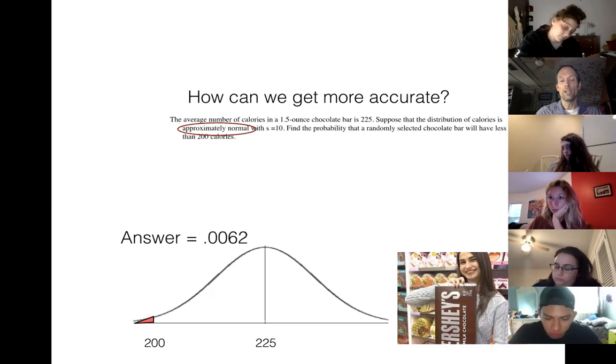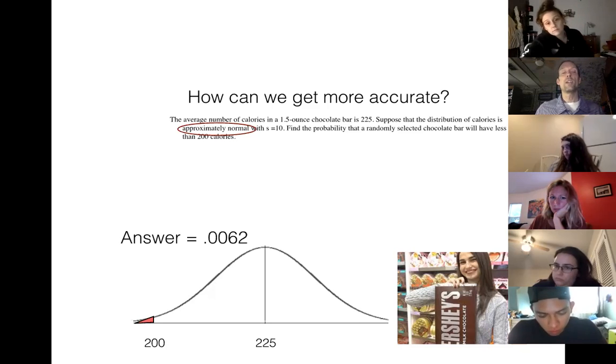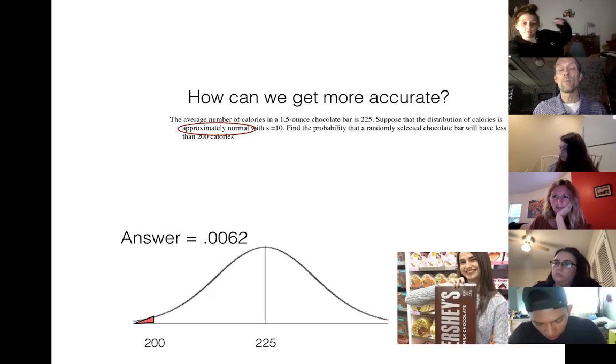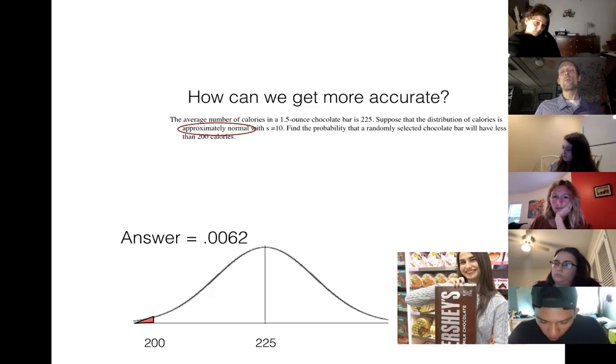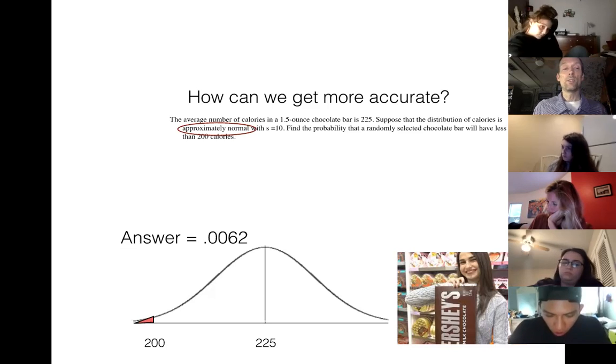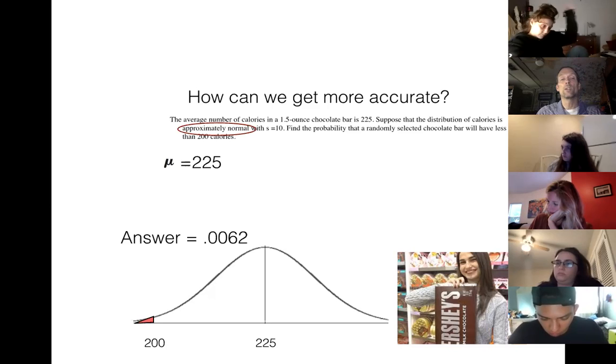Questions so far, anybody? Okay, the most common question I usually get is, how did I know it was 0.0062 or 0.62%? So we're going to take a look at how we figured out what the answer was. And to do that, we're going to need some information from the question. So we're going to go back and start to record some of the information that they gave us.